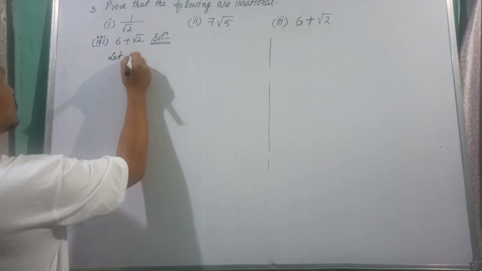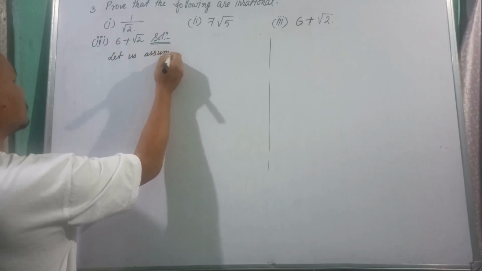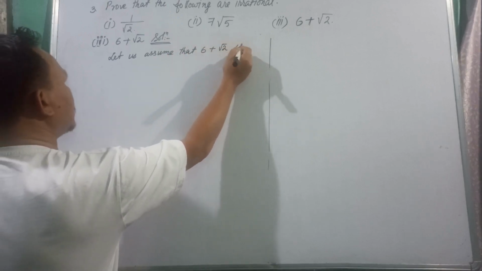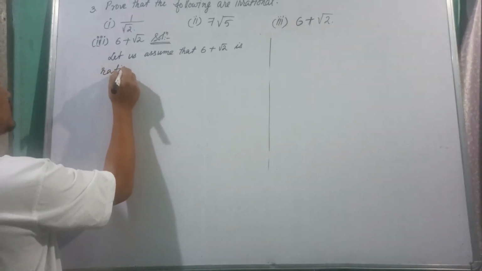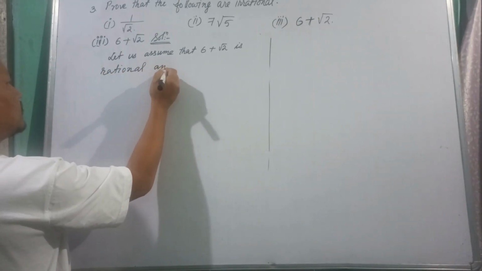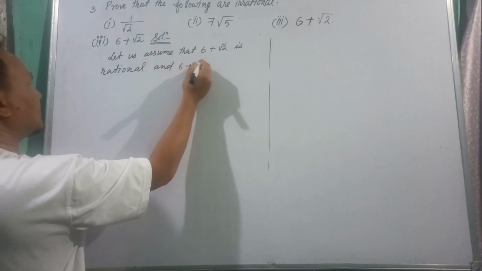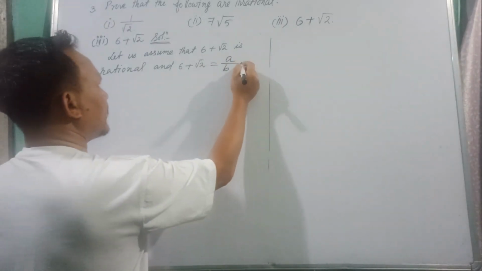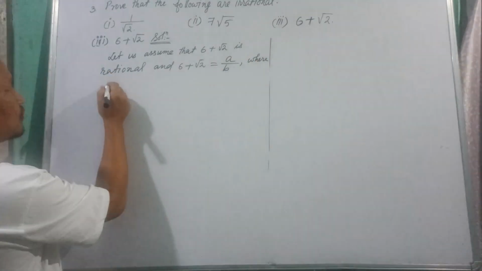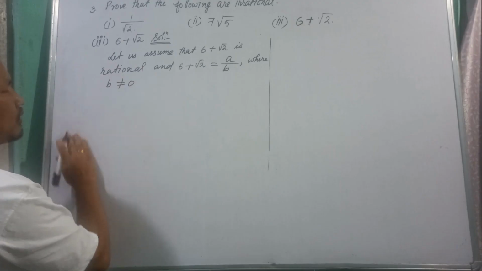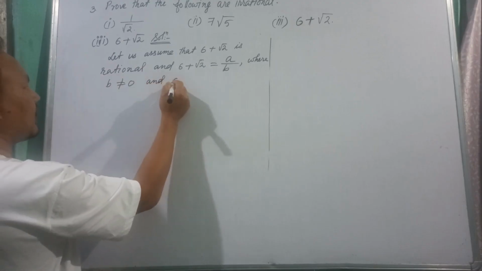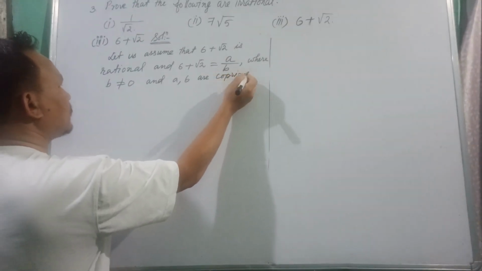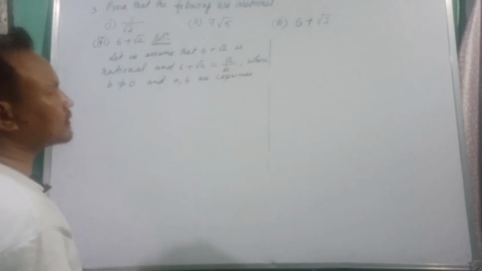Let us assume that 6 plus root 2 is rational. I'm assuming the opposite, so 6 plus root 2 can be written, as any rational number can be written, in the form of a by b, p by q, where b is not equal to 0, and a, b, these two numbers are co-primes. That means they do not have a common factor.